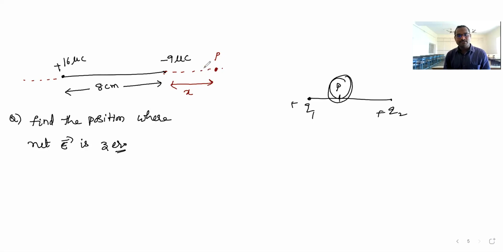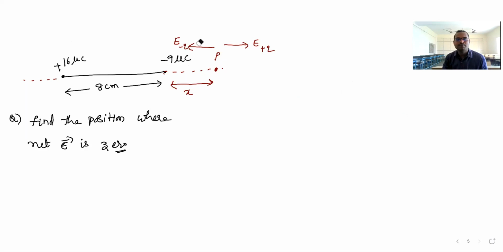At this point, due to the minus 9 microcoulomb charge, the electric field will be in this direction. This is the electric field due to the negative charge. And due to 16 microcoulomb, the electric field will be in this direction. That is the electric field due to the positive charge. Net electric field should be 0, that means the magnitudes of these two should be equal.